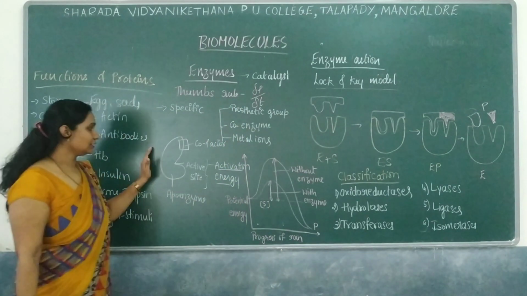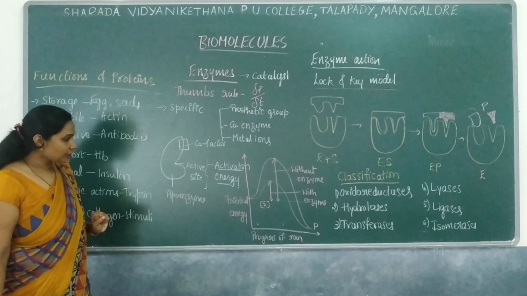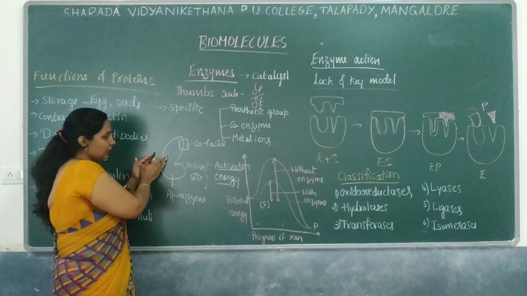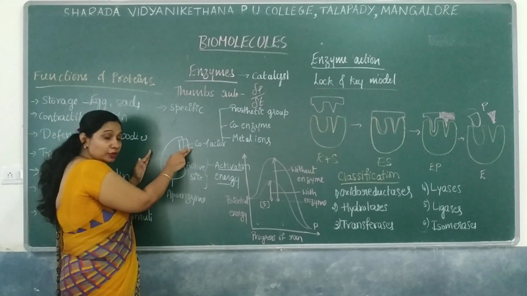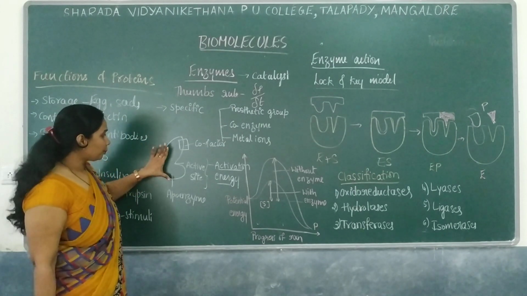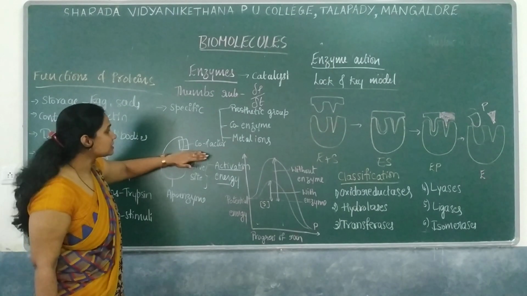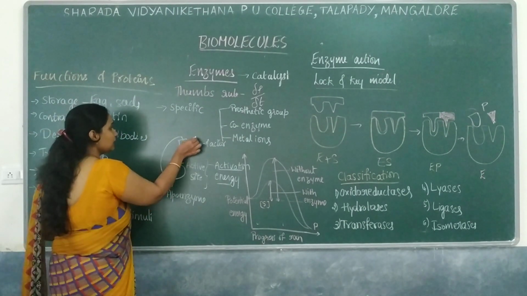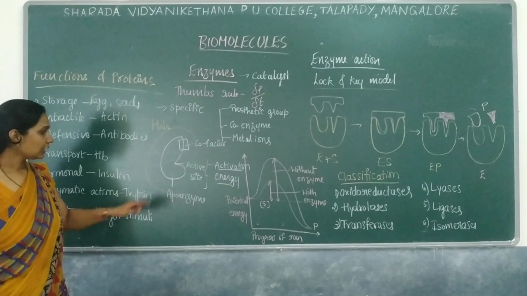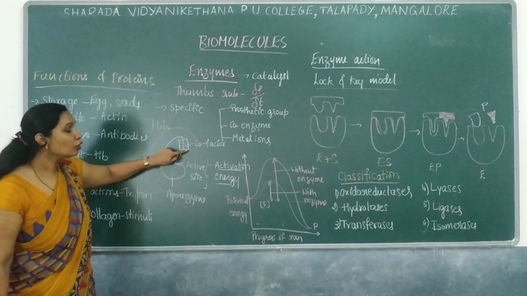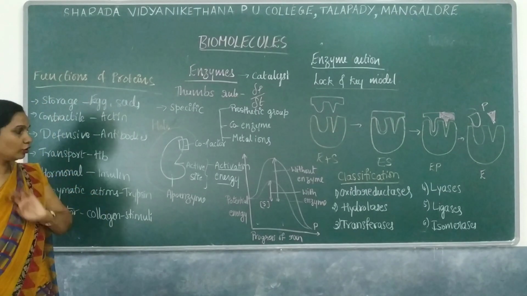Okay, so here this is just a representation of an enzyme. An enzyme consists of a protein part called the apoenzyme, and a non-protein part called the cofactor. The protein part of the enzyme is the apoenzyme. The non-protein part of the enzyme is the cofactor. Together, these two are known as the holoenzyme.